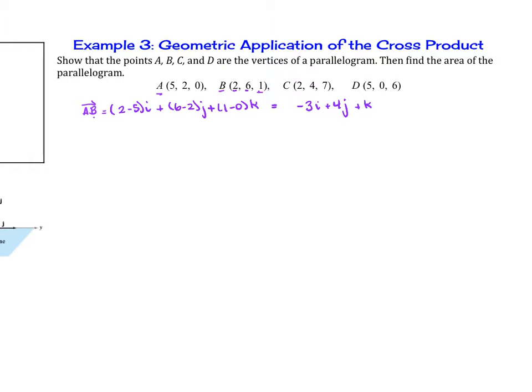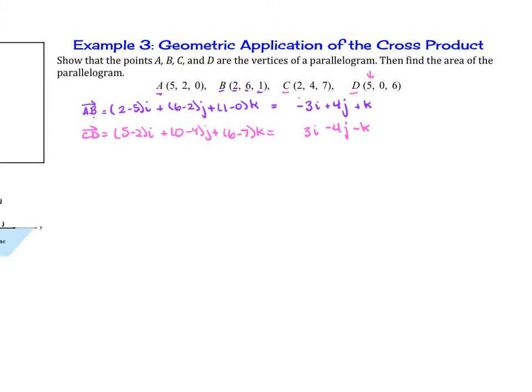Next, let's try C and D, so vector CD. The terminal is here, so 5 minus 2I plus 0 minus 4J plus 6 minus 7K. So we get 3I minus 4J minus K. So what do you notice about vector AB and vector CD? Well, they're opposites of each other, which means that they are parallel, but they're just going in opposite directions.